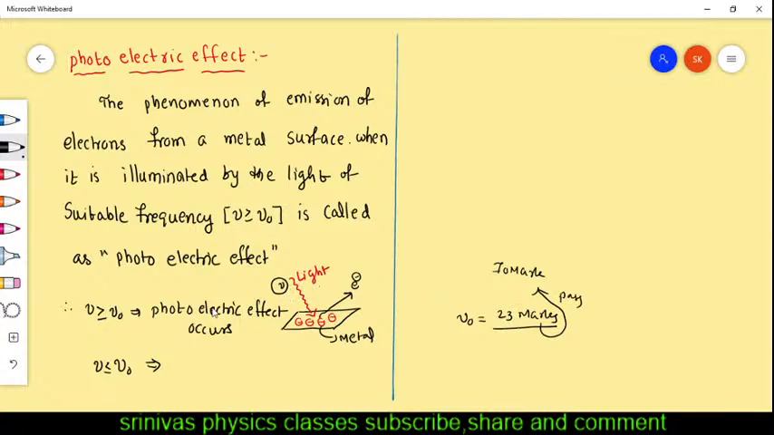Similarly, if any light has a frequency greater than the threshold frequency nu naught, then that light will emit electrons from the metal surface. If any light has a frequency less than the threshold frequency nu naught, then that light cannot emit the electrons, which means the photoelectric effect does not occur. You have to enjoy the subject because it does not contain derivations, only concepts. The topic is very interesting and very easy also.